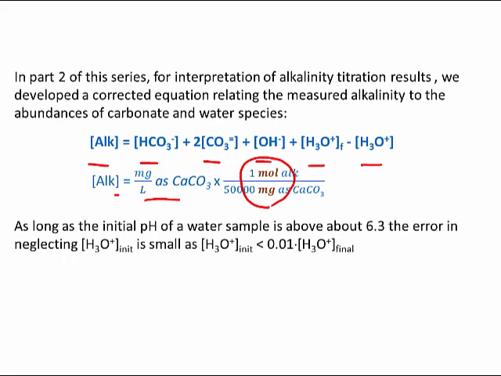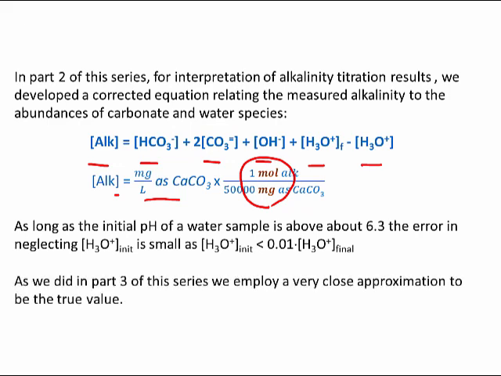Then, as long as the initial pH of a water sample is above about 6.3, the error in neglecting the initial hydronium ion concentration is small, as the initial hydronium is less than 1/100th of the final hydronium ion concentration of the titration.